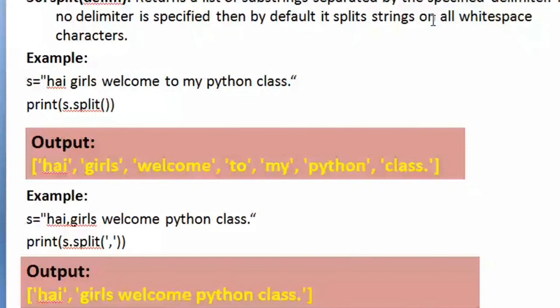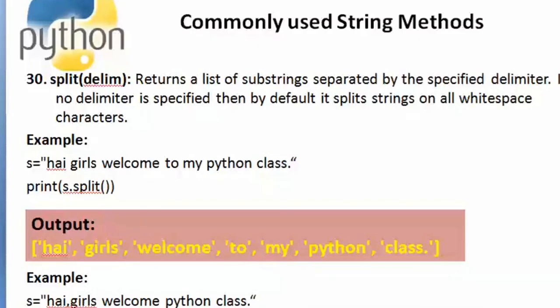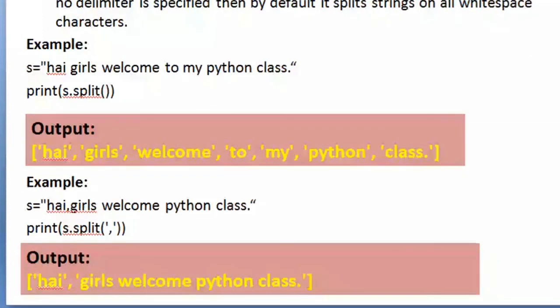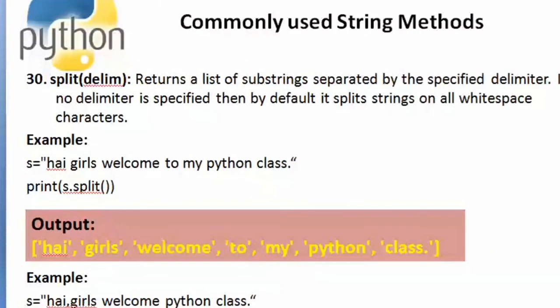So the next case, the second example: we have given a delimiter over here, which is a comma. I want the list to return some elements. The first one is hi and the second one is girls, welcome to Python class. I have also given commas over here. Yes, ma'am.